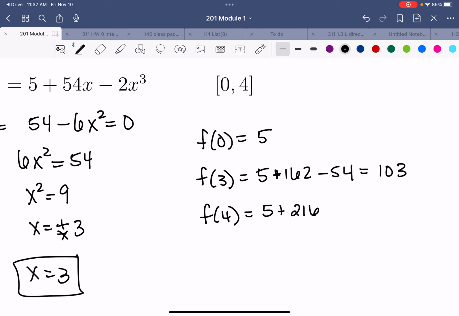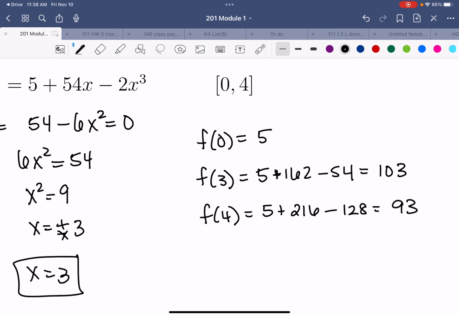We plugged in 4. The 5 stays. 54 times 4 was 216. 4 cubed is 64 times 2 gives us 128. So we're subtracting 128. So 216 minus 128 plus 5 is 93.